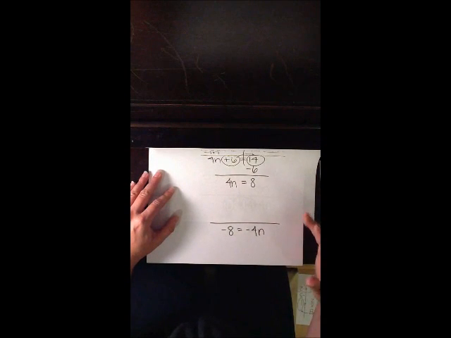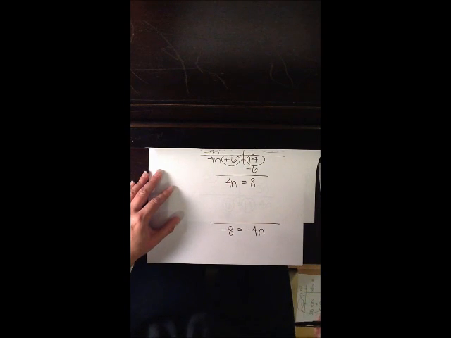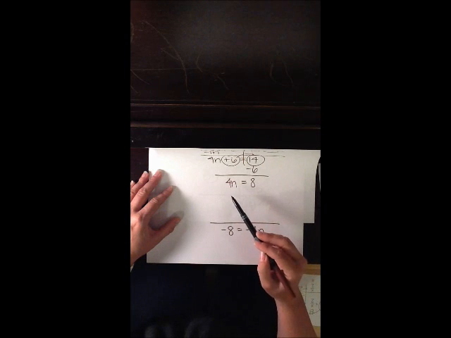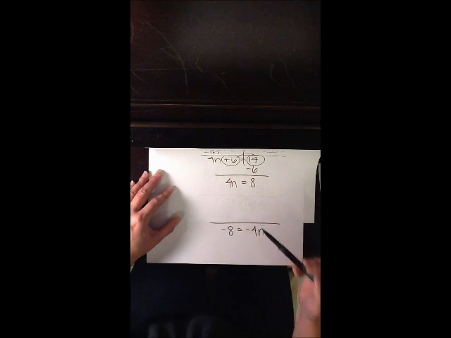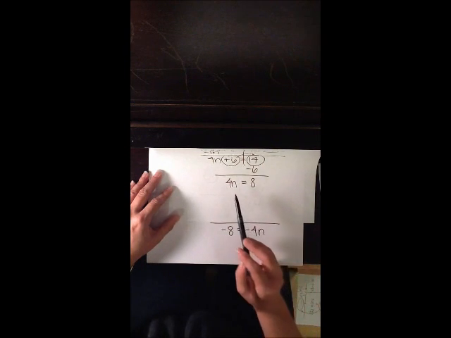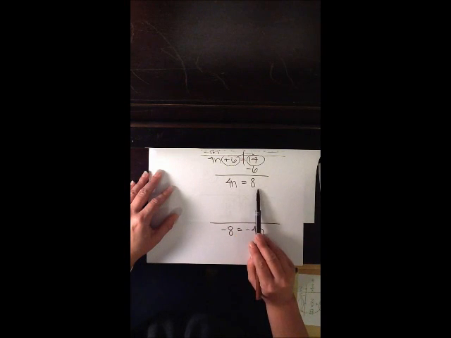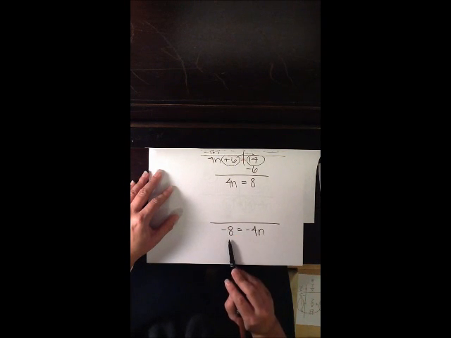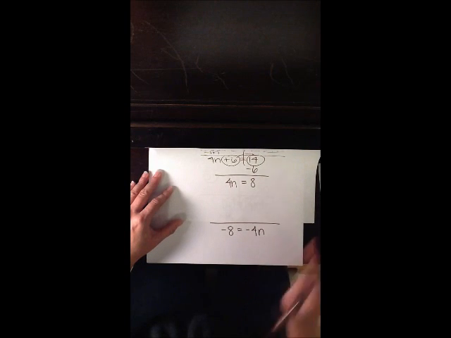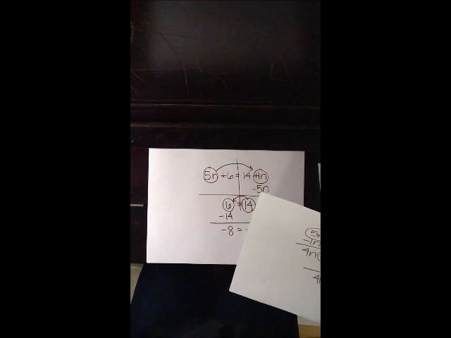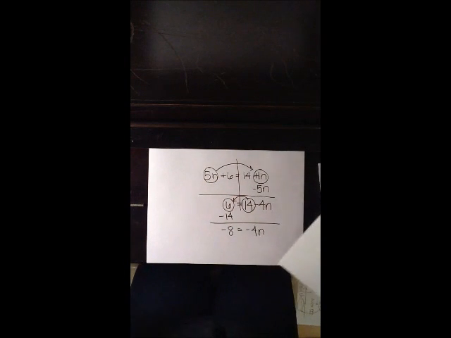It doesn't matter though, because once I isolate these, I'm going to get the same value for n. So don't worry if the answer that your neighbor gets is slightly different from yours or slightly different than the answer I come up with in terms of the negatives. The numbers, they got to be the same. But 4n equals 8 is actually the same as negative 8 equals negative 4n. So either one of those is an appropriate answer to number 5.